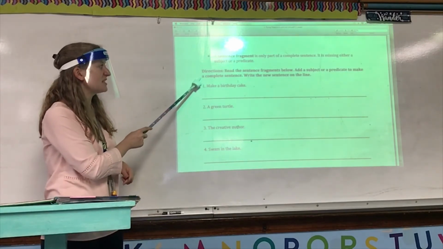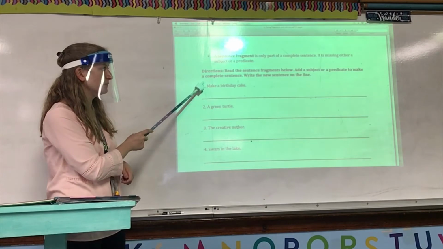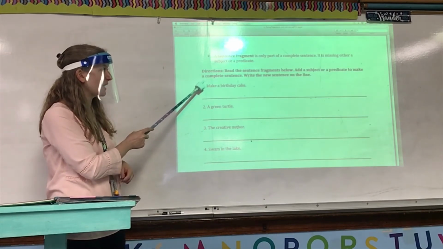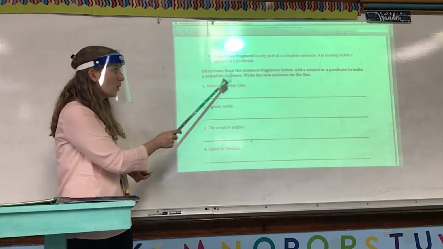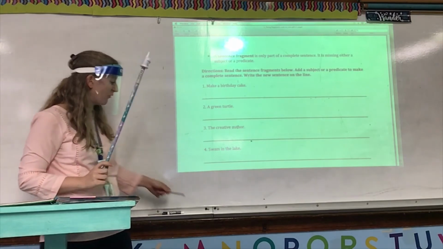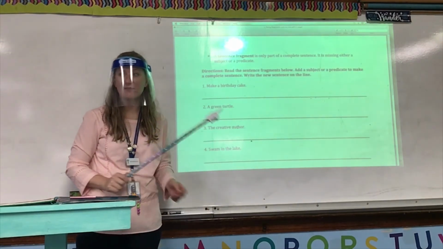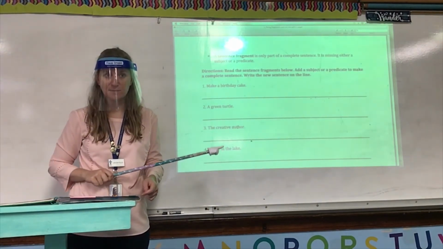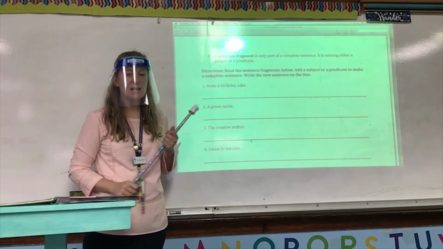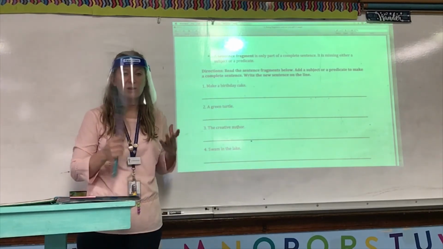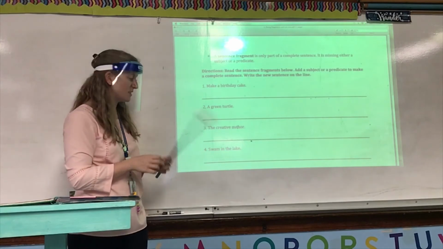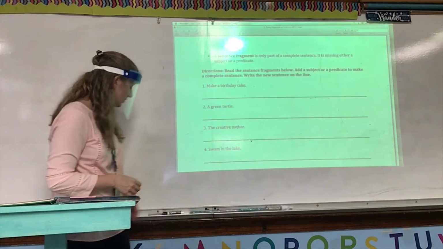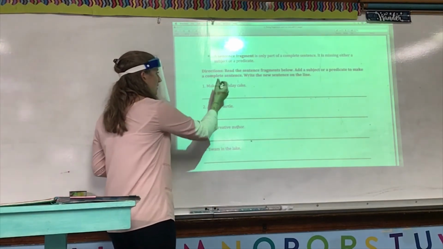Now, the directions say read the sentence fragments below. Add a subject or a predicate to make a complete sentence. Write the new sentence on the line. So for numbers 1 through 4, we won't have the dependent clauses by themselves. You're either going to have a subject or you're going to have a predicate, and whoever I choose, they have to add what's missing. So number 1, made a birthday cake.